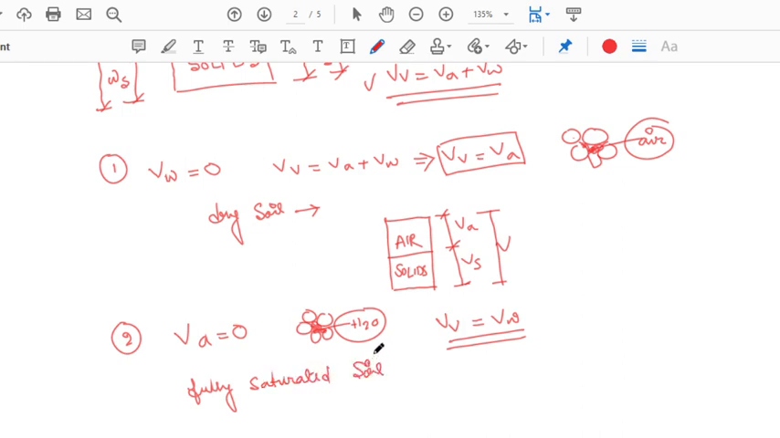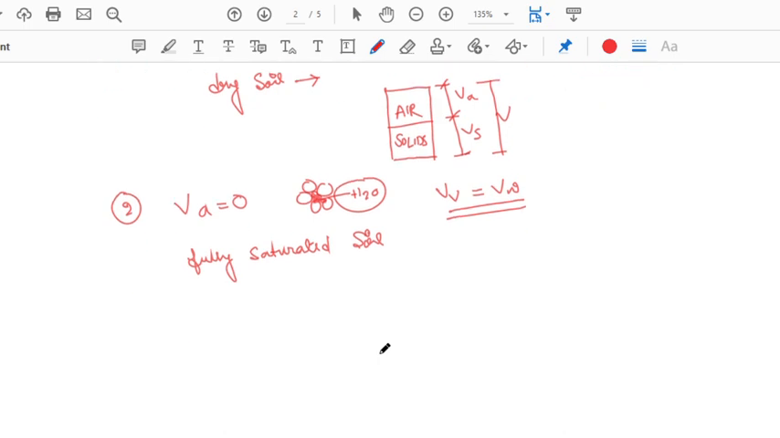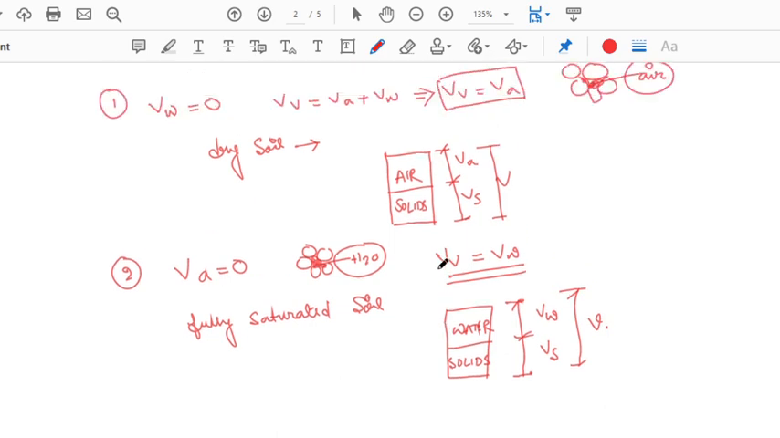This can also be represented in terms of a phase diagram. So the three-phase diagram of the soil mass will be converted into a two-phase diagram comprising of water and solids. So here there will be just the volume of water and volume of solids, which will comprise the total volume. Fine, these are the two cases, and questions come like this.